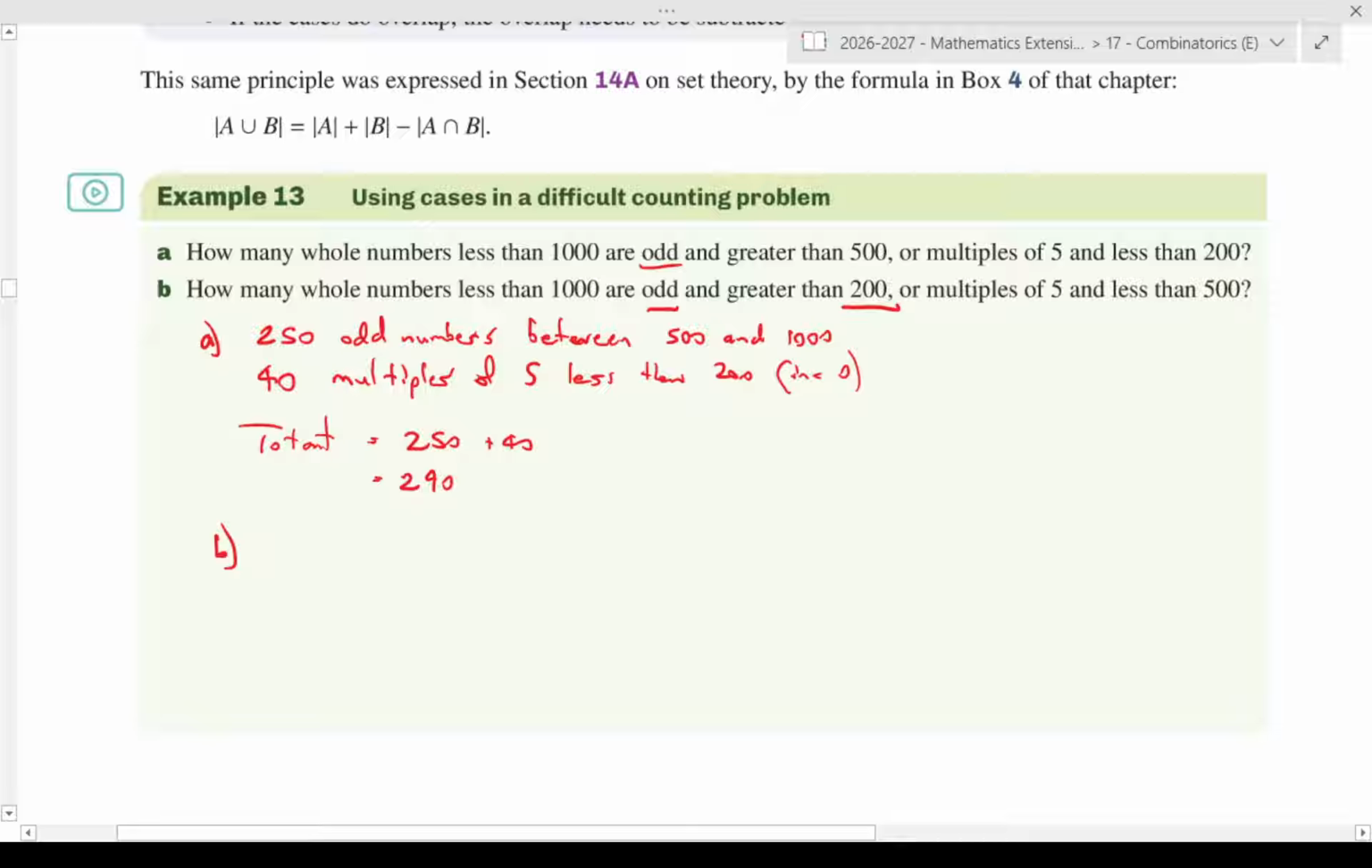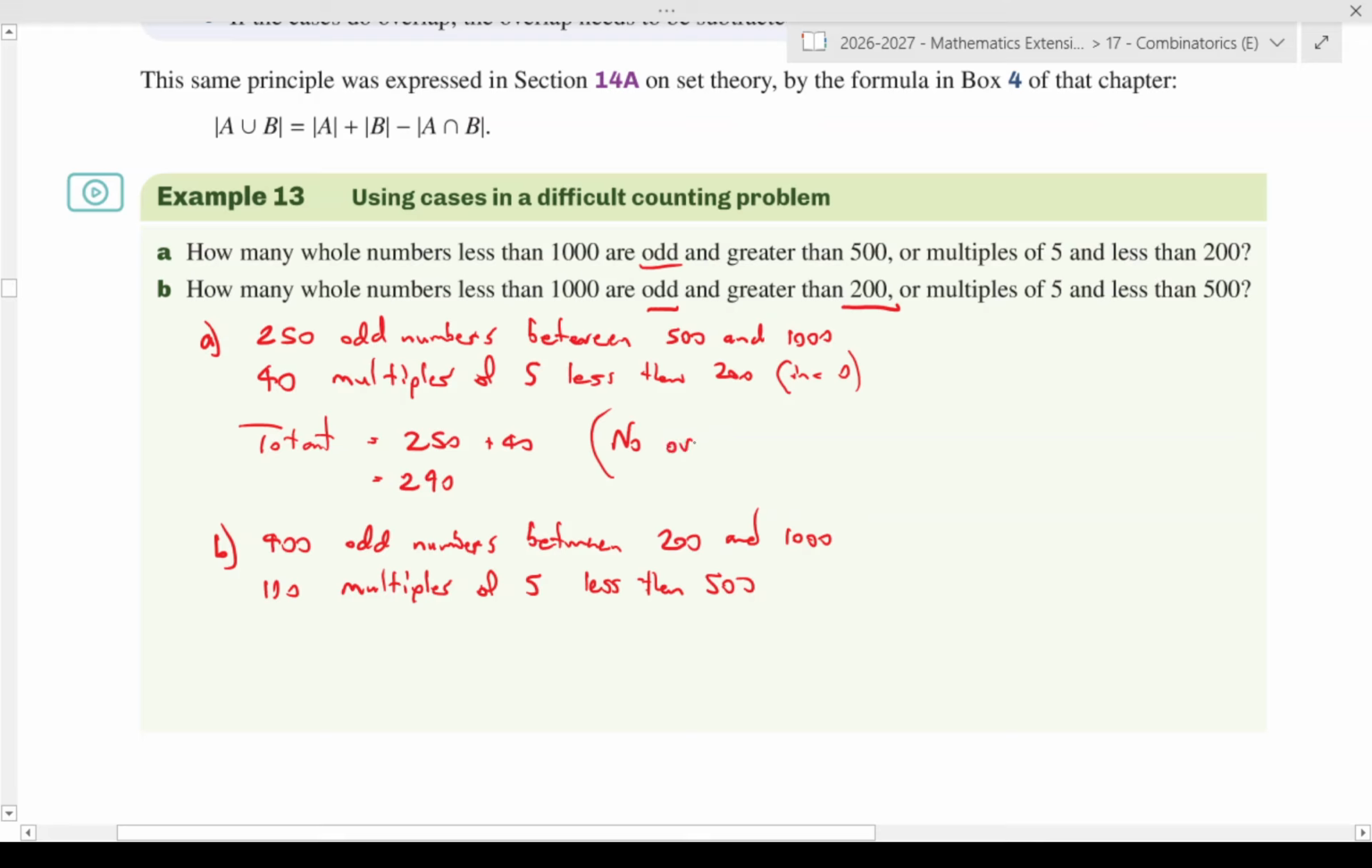Question B is saying how many whole numbers less than 1,000 are odd and greater than 200. So how many are there? There are 400 odd numbers between 200 and 1,000. So it's basically just half that. And there are 100 multiples of 5 less than 500.